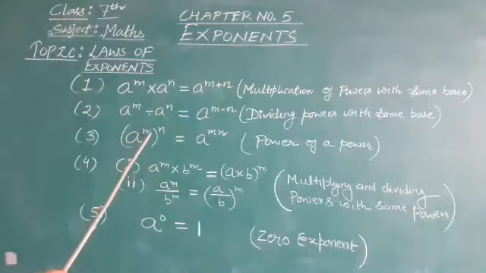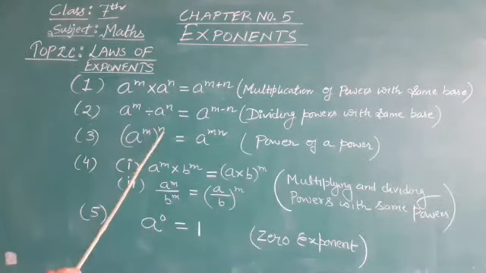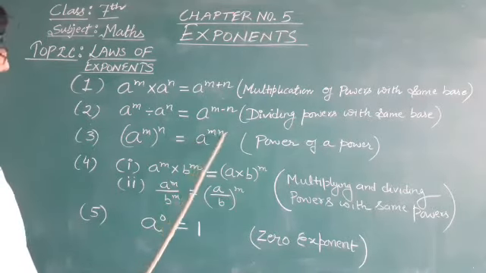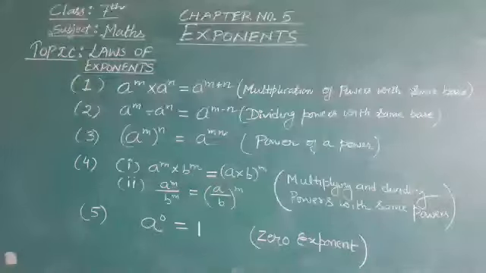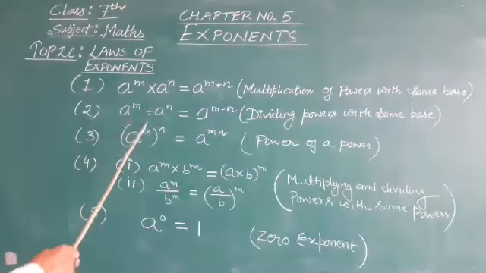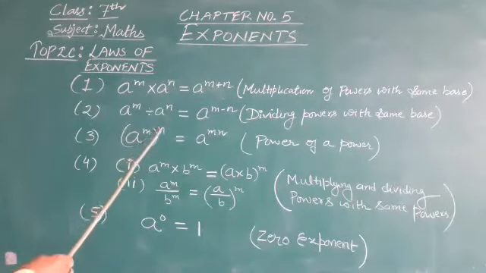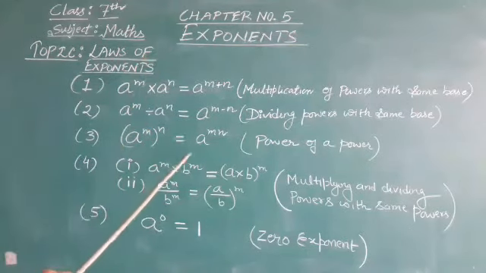Now a to the power m, and the whole is raised to the power n, so it will be a to the power mn, that is m into n. Okay, power of a power. When there is exponential notation raised to the power n, then the powers will get multiplied. So the result will be a to the power m into n.